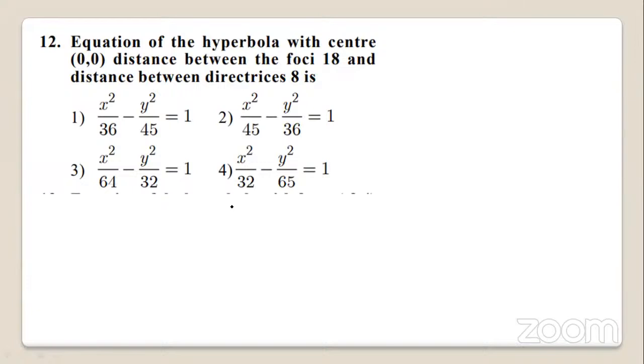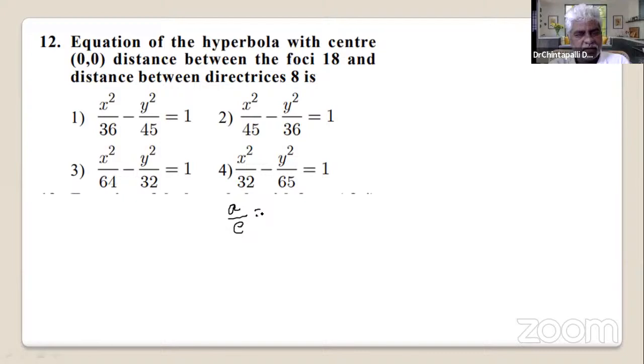a by e is equal to 4. Very good. Then what is a?